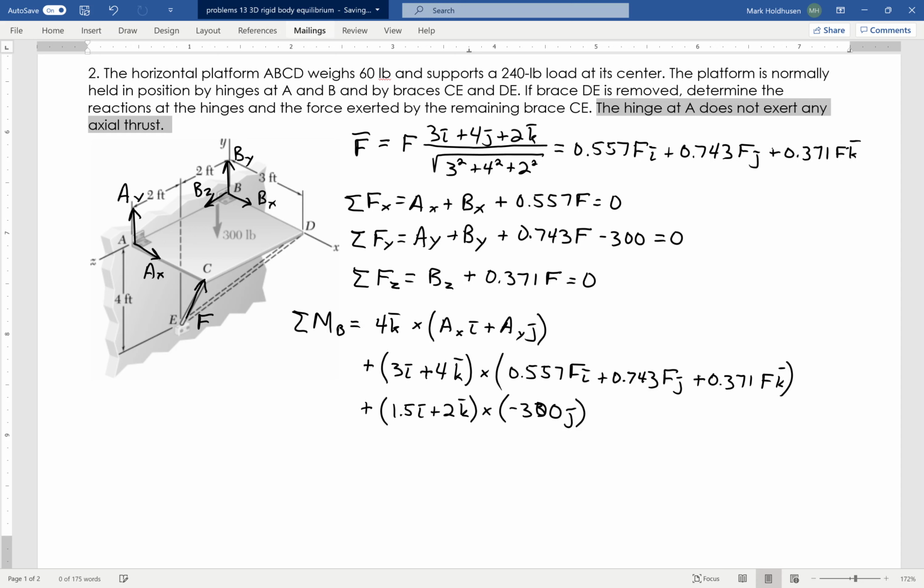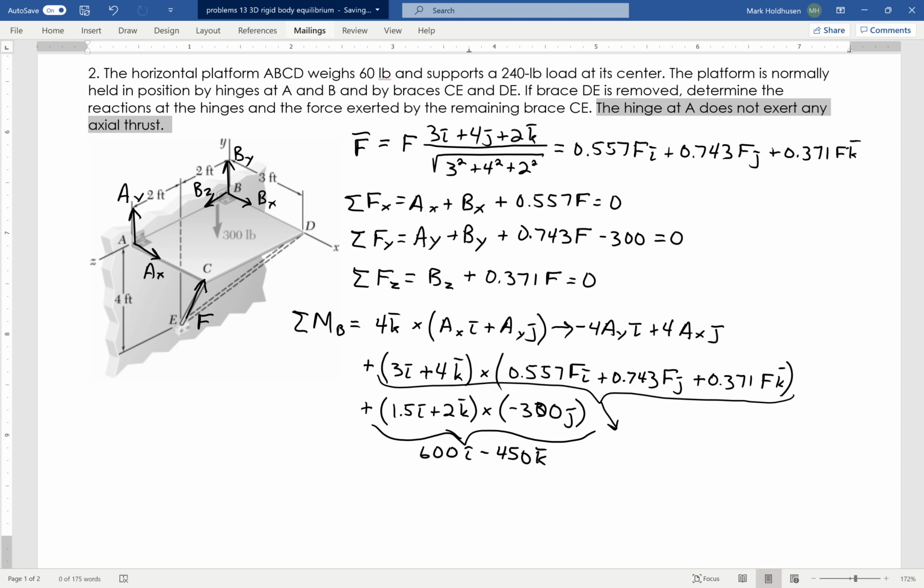Okay, so now doing all of these cross products, on this one I get negative 4ay in the I direction plus 4ax in the j direction. Okay, this guy I'm going to get, what do I get? I get 600i for this cross product minus 450 in the K. And then this guy, I get negative 2.97 F in the I direction plus 1.11 F in the J direction plus 2.23 F in the K direction. So I do all of those cross products, as tedious as it might be, and I get those.